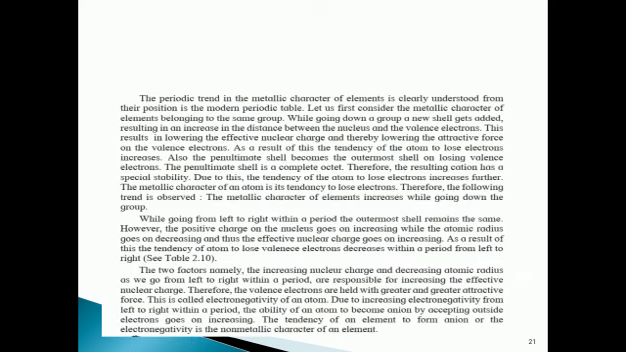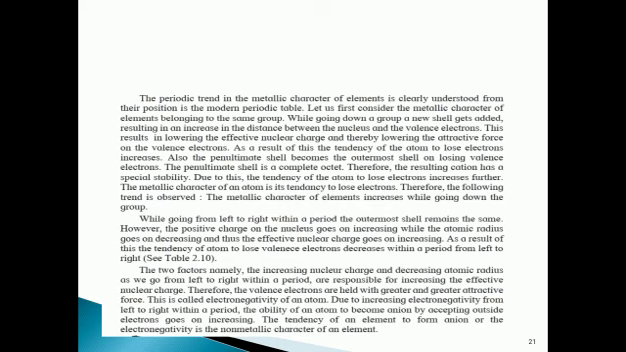The periodic trend in the metallic character of elements is clearly understood from the position in the modern periodic table. Now let us consider the metallic character of elements belonging to the same group. While going down the group, a new shell gets added. We have already seen in our previous slides that when you go down the group, a new shell is added, resulting in an increase in the distance between the nucleus and the valence electrons. This results in lowering the effective nuclear charge and thereby lowering the attractive force on the valence electrons. As a result, the tendency of the atom to lose the electron increases.